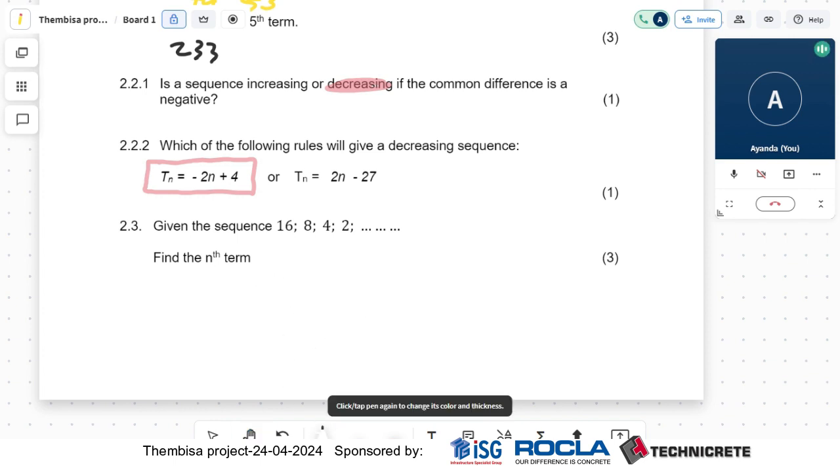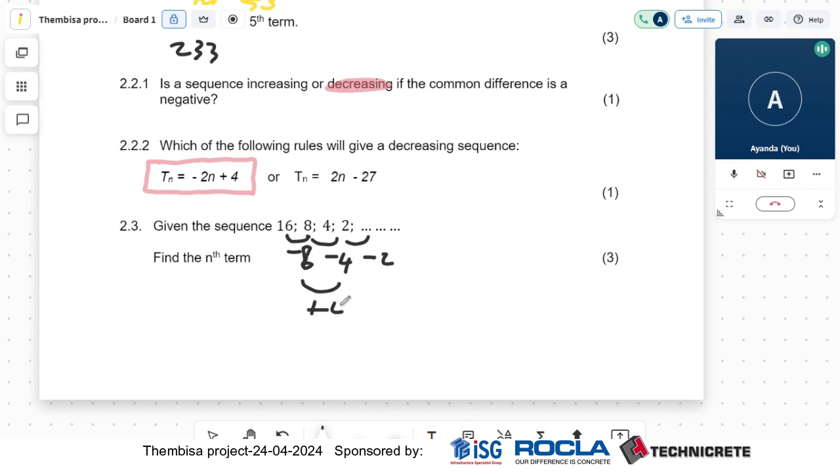Now, if we look carefully, 16 to 8 is minus 8. Minus 8 to get to 4 is minus 4. Minus 4 to get to 2 is minus 2. So we don't have a common difference in the beginning. But we do have a second common difference. So to get from minus 8 to minus 4, we need to add 4. To get from minus 4 to minus 2, we need to add 2.